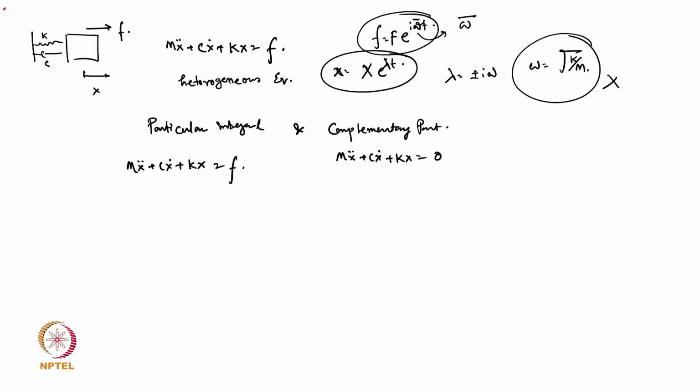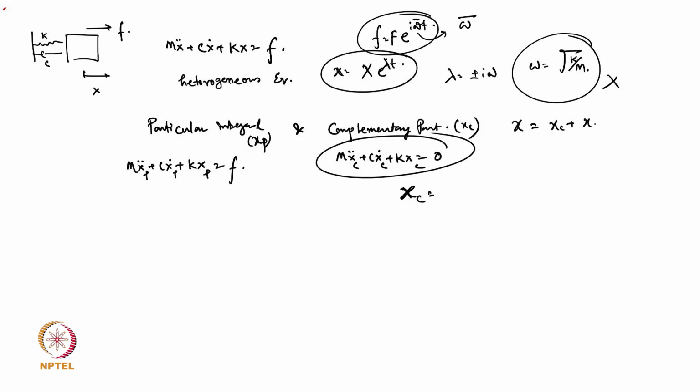Now you can see that in the complementary part there is no force, so the system will oscillate in its own natural frequency. Simple. So here if I try to get the solution, I will get xc, because my solution will be the total xc plus xp. Complementary part is xc, particular part is xp. So my total solution x equals xc plus xp. Okay, makes sense? So here the system will try to oscillate in its own natural frequency.